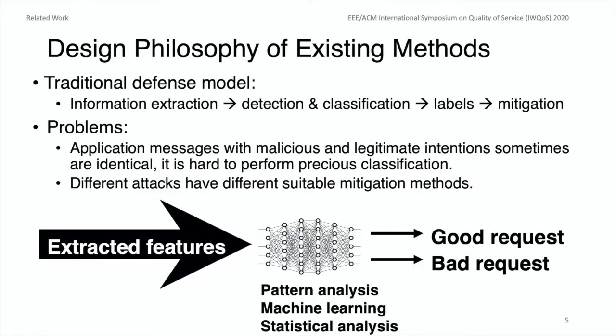The design philosophy of the existing methods is that we first use some information extraction, then use some attack detection and classification methods to label the traffic messages. And in the end, the mitigation module will perform the mitigation based on those labels. So the detection and classification modules are separated from the mitigation modules. What's the problem of this mechanism?